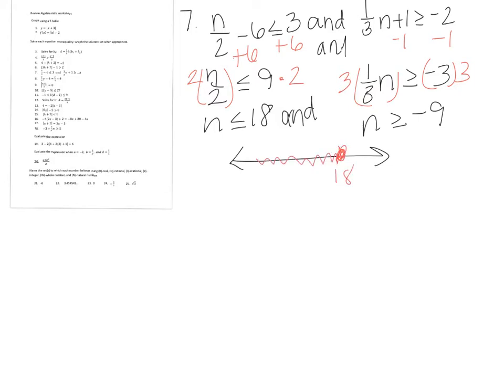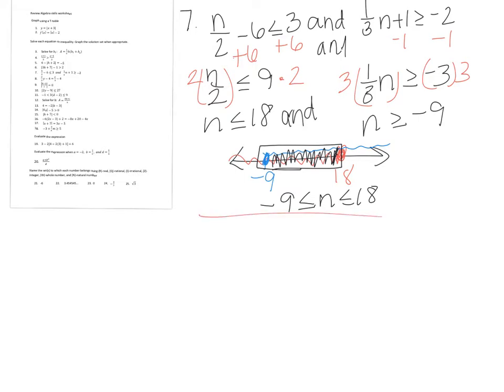less than, and has to be true for both statements. The negative 9, also greater than or equal to. So when you're doing this, we want to make it clear which part of the solution we're looking at. This is our overlap, and is both, so that's what we're interested in. And most of the time you're going to see the answer written negative 9 less than or equal to n, less than or equal to 18, with this between statement.